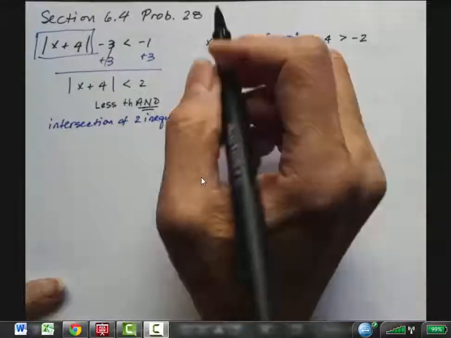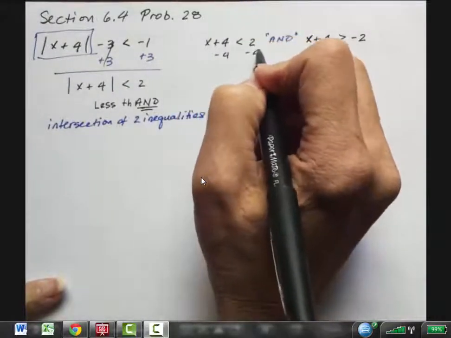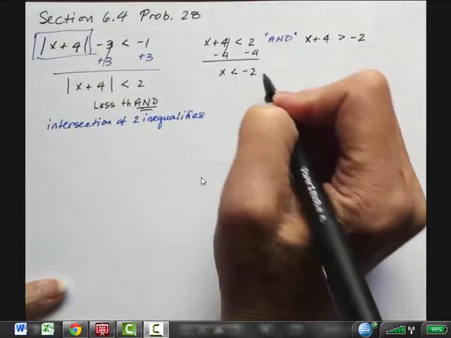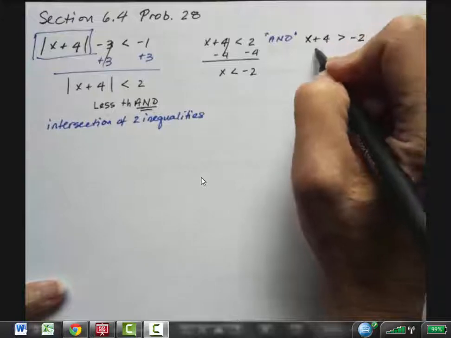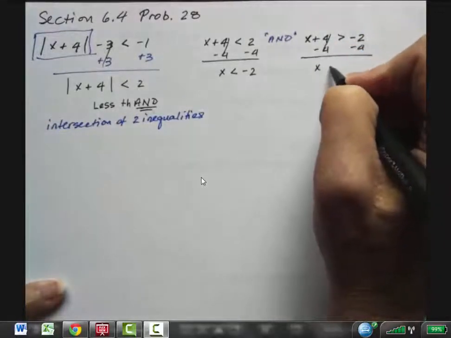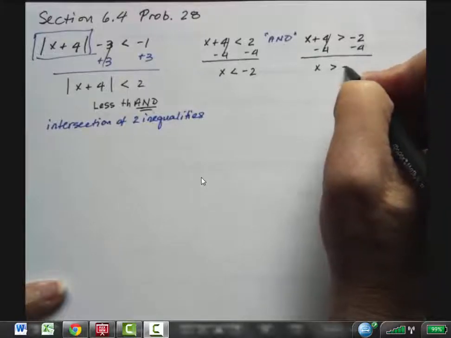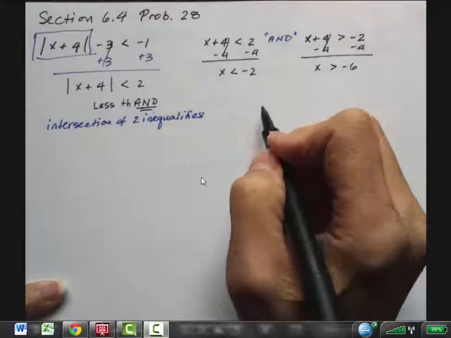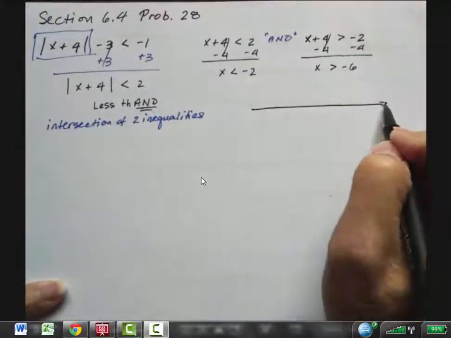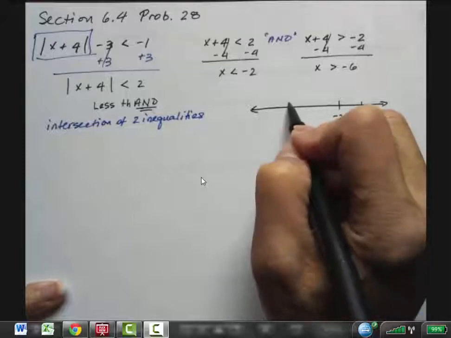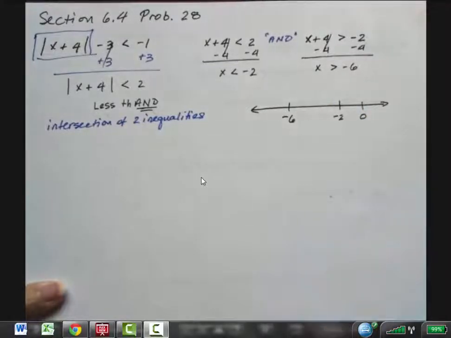I'm going to subtract 4 from both sides. And I'm left with x less than negative 2. The second inequality, again, I'm going to subtract 4 from both sides. And I'm left with x is greater than negative 6. So we're looking at the intersection. I'm going to go ahead and draw my graph, my number line, with negative 2 and negative 6 on it. And then I'm going to draw the inequalities for each of these.